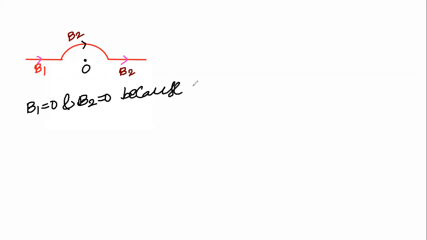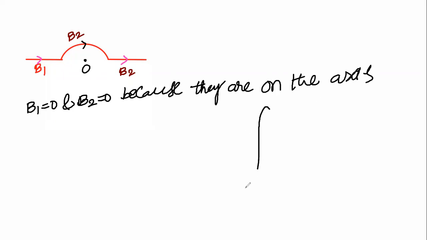they are on the axis. I told you, whenever there is a current carrying conductor, if the point P is on the conductor, what about the magnetic induction? dB is equal to 0. Okay, so then we'll take dB1 is equal to 0 and dB2 is also equal to 0.